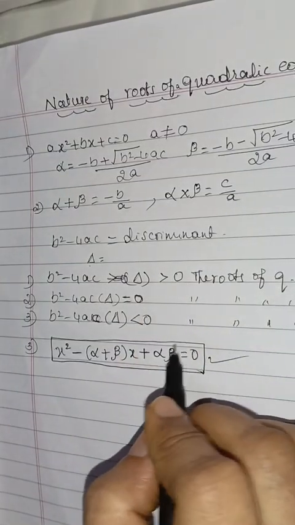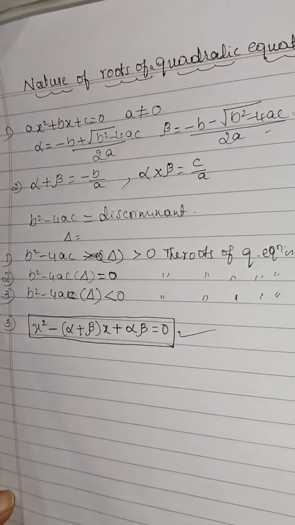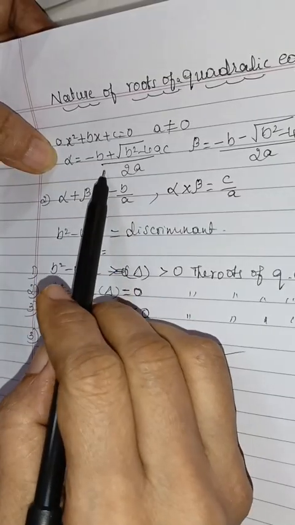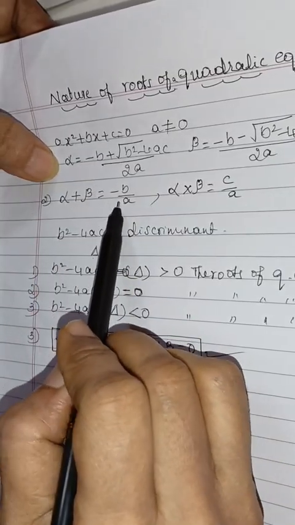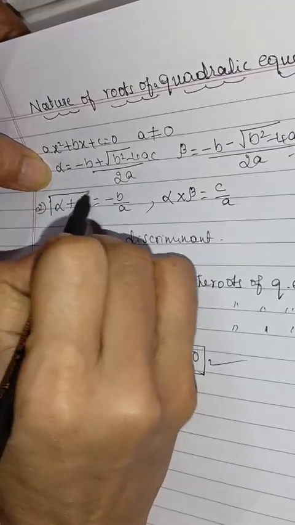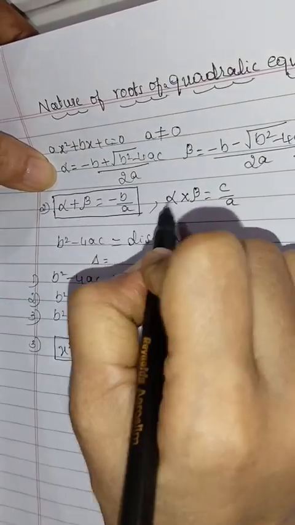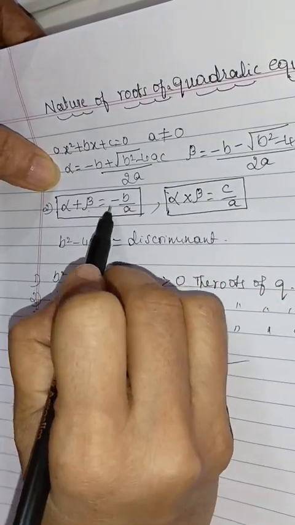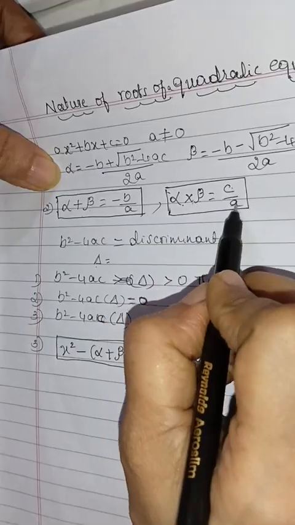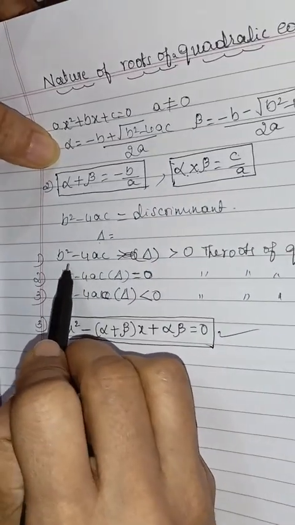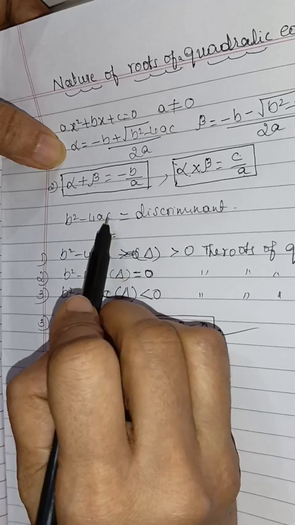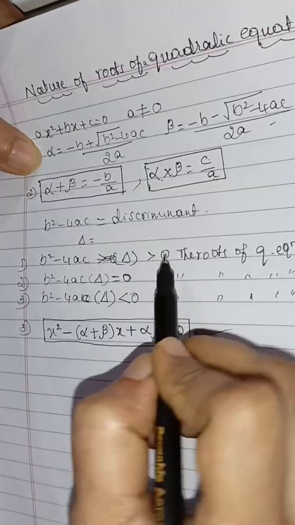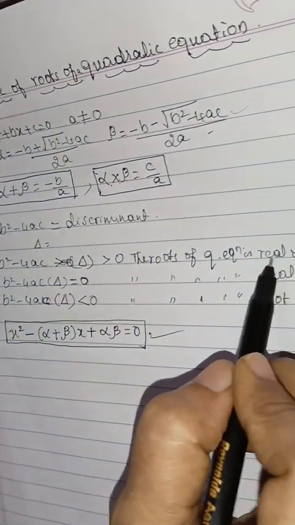Now we'll start practice set 2.5. Here we just recall: alpha plus beta is minus b by a, and alpha into beta is c by a. That you have to remember. Here you also have to remember b square minus 4ac: when delta is greater than 0, the roots of the quadratic equation are real and unequal.